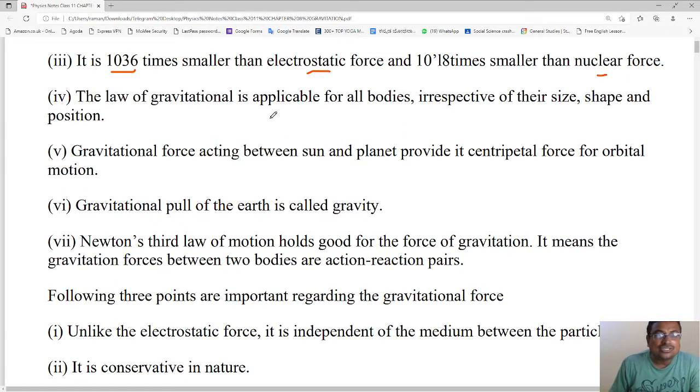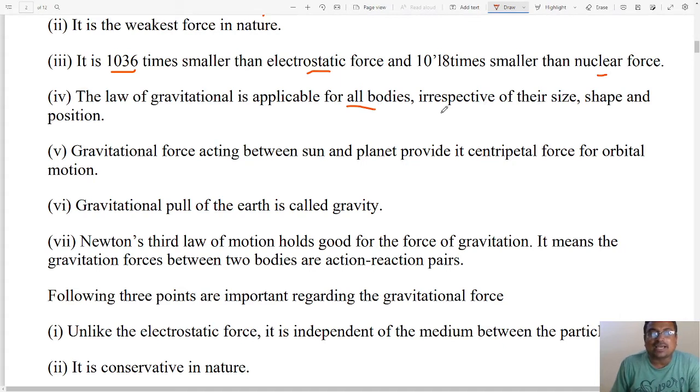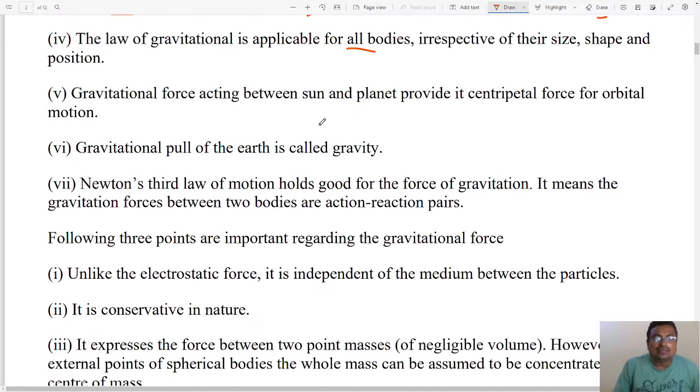Now, the law of gravitation is applicable for all bodies irrespective of size, shape, and position. This universal law of gravitation is applicable to small and big bodies and does not depend upon shape. The gravitational force acting between the sun and the planets provides the force, which is why the planets revolve around the sun. Imagine, students, for thousands of years, 8 planets have been moving around the sun. Why are they not leaving the sun? This is the heliocentric theory: because of the gravitational force, the planets revolve around the sun.